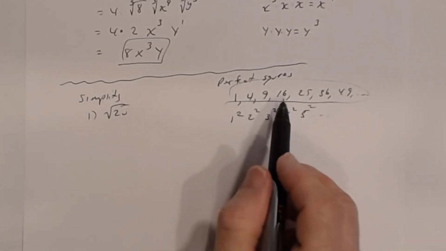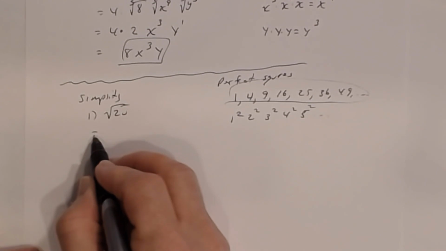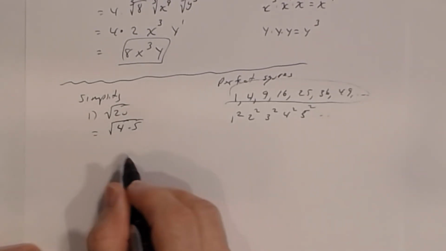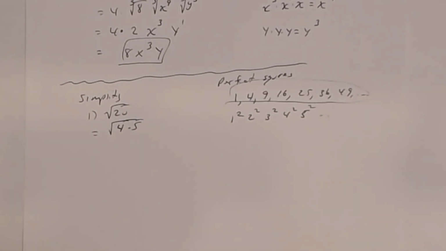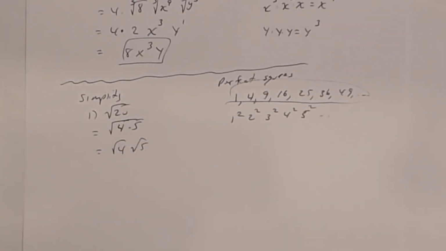Okay? So if you look at all these perfect squares right here, obviously 1 will go into every number, but there is another one in here, and the largest one that will go into 20 is 4. So you want to rewrite this as the square root of 4 times 5. So 4 times 5 is 20. Okay? And then you're going to use the product rule that we did earlier. So using the product rule, I get the square root of 4 times 5 is the square root of 4 times the square root of 5.